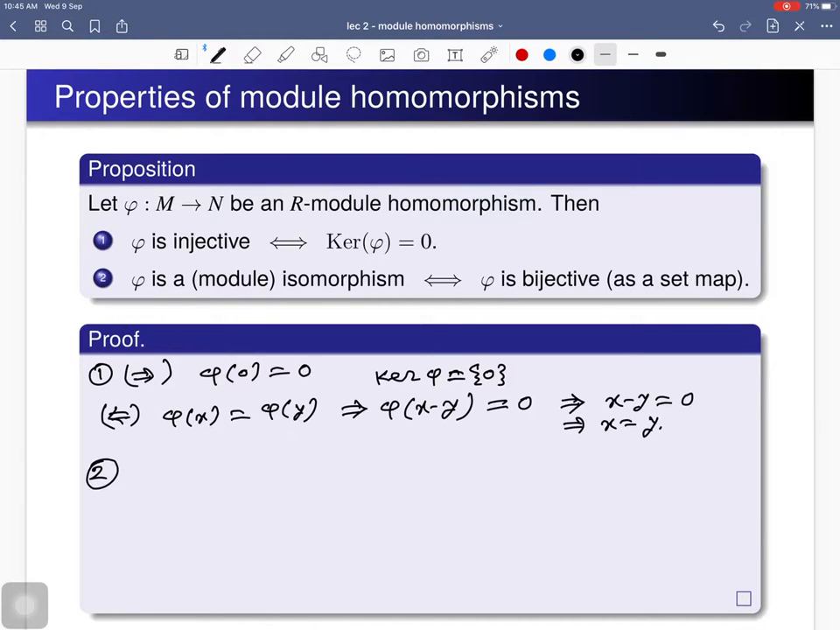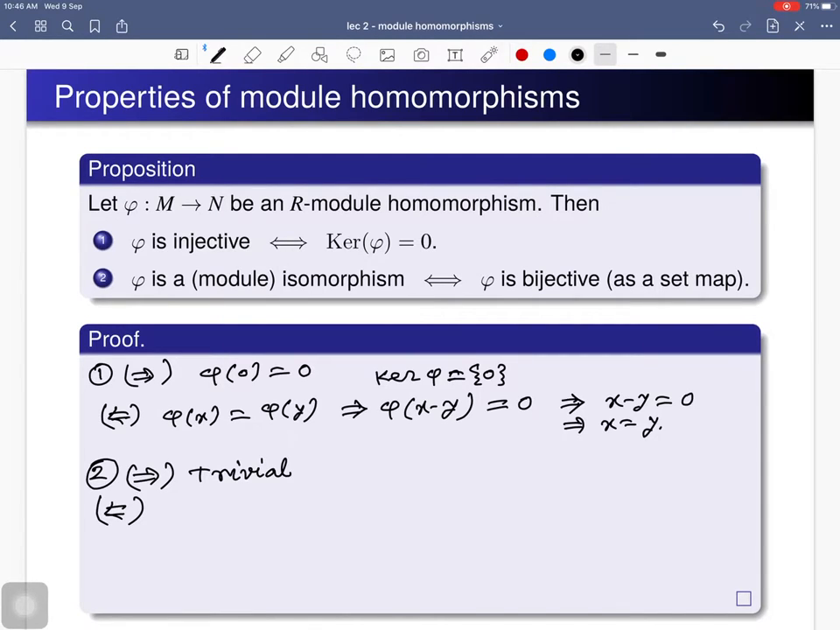Now second statement, it says that phi is a module isomorphism if and only if phi is bijective as a set map. So if you recall the definition of module isomorphism, what is it? So it is just a module homomorphism such that you can have an inverse module homomorphism such that their compositions are identity maps. So in particular you have an inverse set map. So that means this direction it is trivial. So I should write this direction it is trivial. We just need to prove this direction.